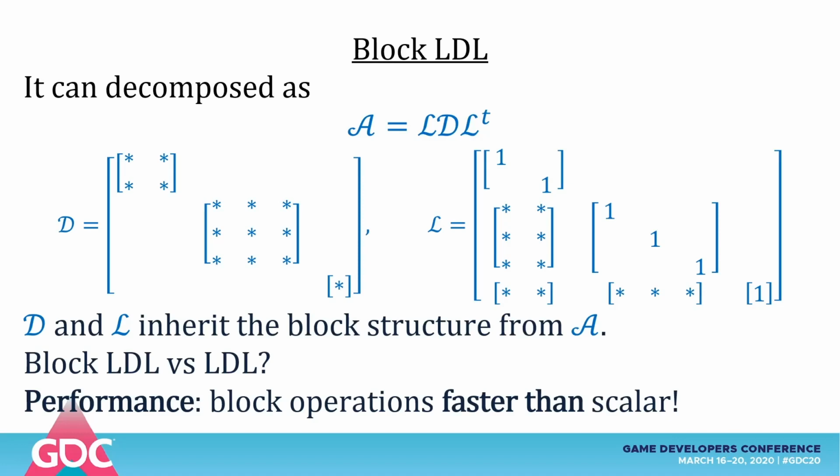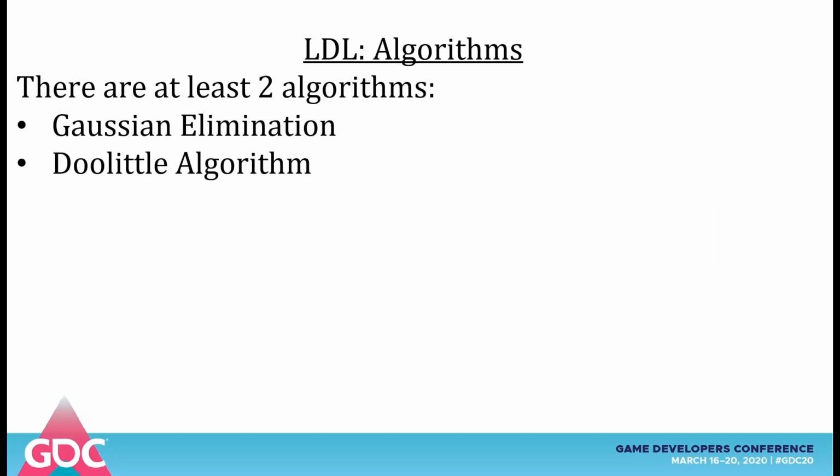But why are we using a block LDL instead of simple scalar version? It's performance. Block decomposition is much faster than a scalar decomposition, and sparse block matrix requires less indexation than a scalar one. Next, we will look into details of an algorithm that produces such decomposition. There are at least two algorithms that produce LDL decompositions: the Gaussian elimination and Doolittle algorithm. We'll use only Gaussian elimination in this presentation.